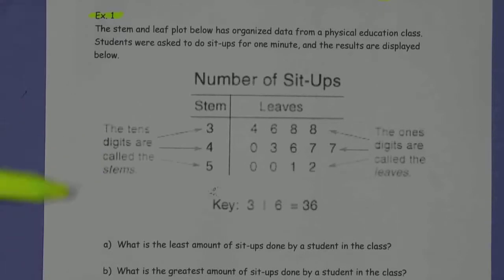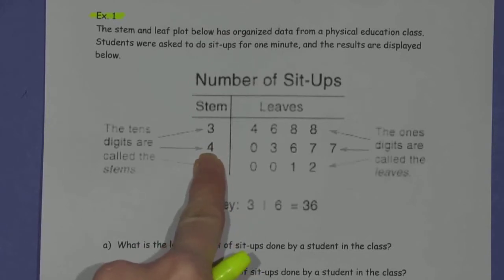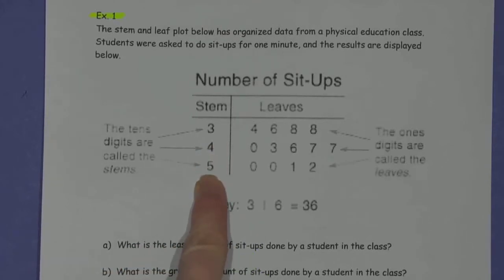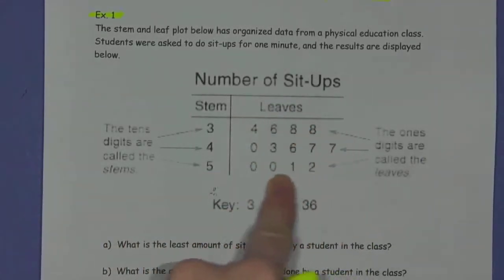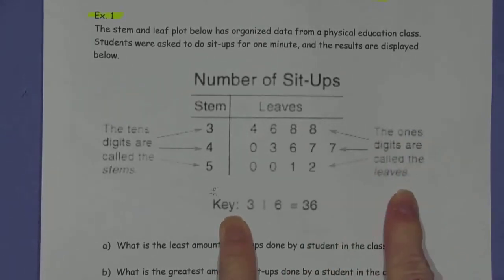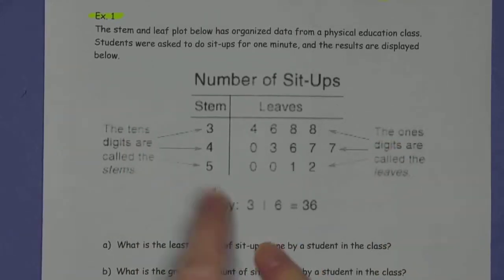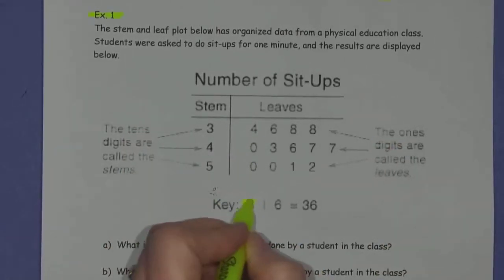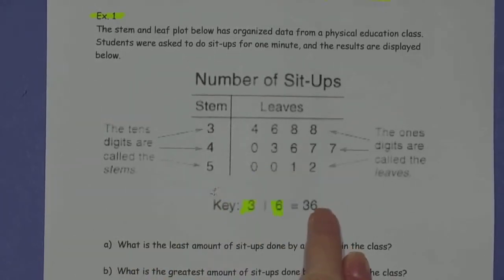Tens are the stems. So this 3 represents sit-ups in the 30s. This stem represents sit-ups in the 40s. And these are the 50s. Now the leaves are going to make things a little bit more specific because these are the ones digits. These are the leaves, so the tens and the ones. And here's our key. So if you have a 3 as your stem and a 6 as your leaf, then the number that represents is 36.